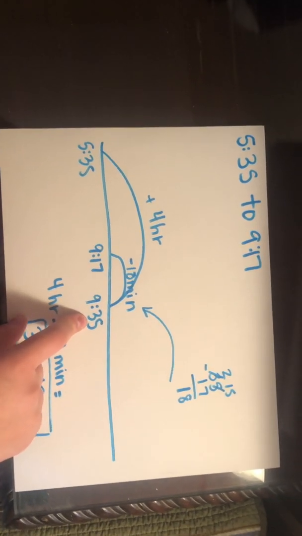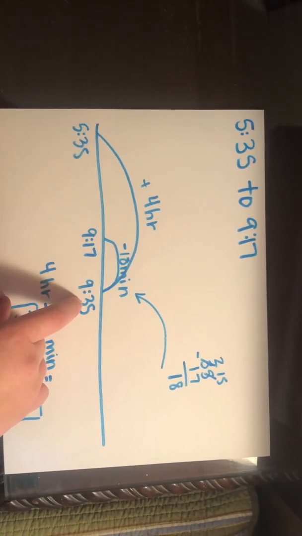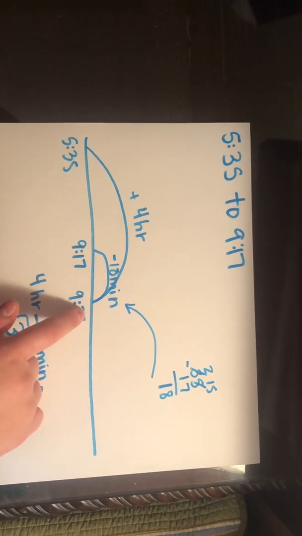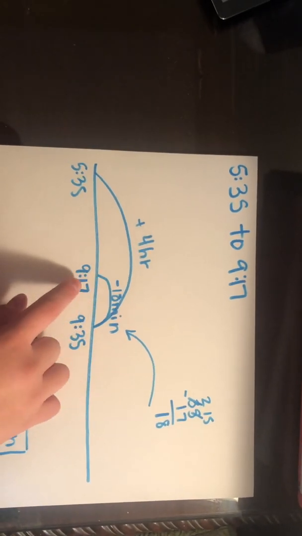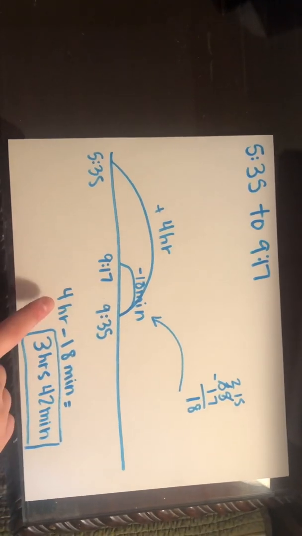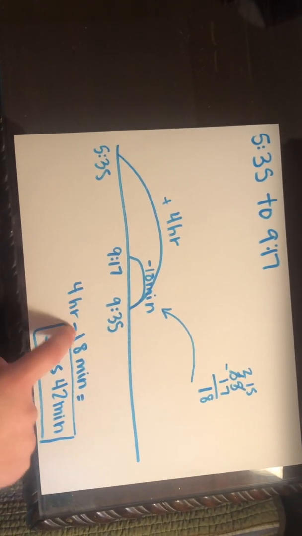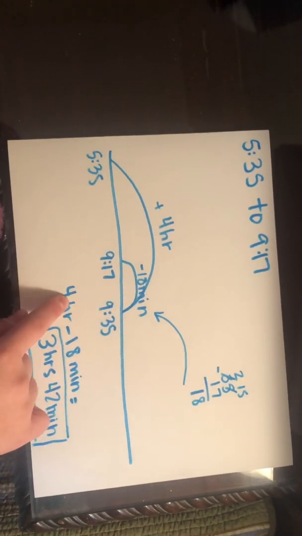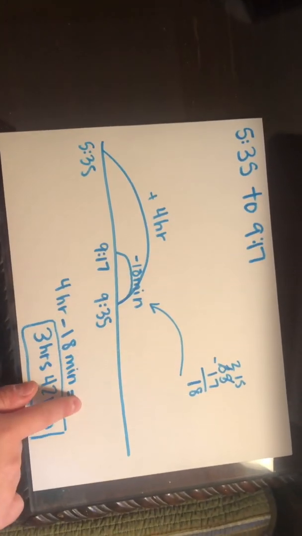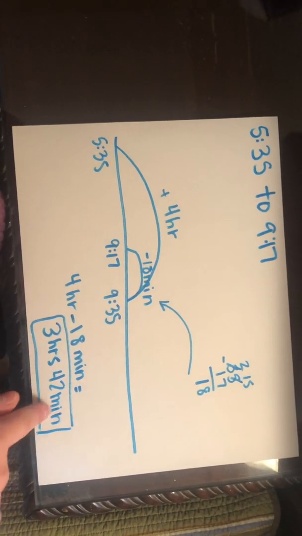So what the student did here was they figured out the distance between 9:17 and 9:35, 18 minutes, and subtracted that to get back to 9:17. And in that way we have 4 hours minus 18 minutes because we add the total sum of the chunks that we added to get the total distance of 3 hours and 42 minutes.